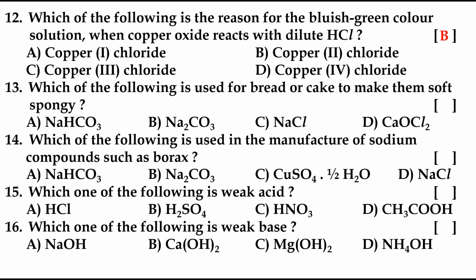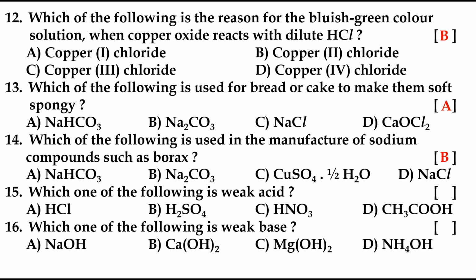Copper 2 chloride. 13. Which of the following is used for bread or cake to make them soft and spongy? A. NaHCO3, B. Na2CO3, C. NaCl, D. CaOCl2. Answer is option A, NaHCO3, sodium bicarbonate. 14. Which of the following is used in the manufacture of sodium compounds such as borax? A. NaHCO3, B. Na2CO3, C. CuSO4·5H2O, D. NaCl. Answer is option B, Na2CO3, sodium carbonate.